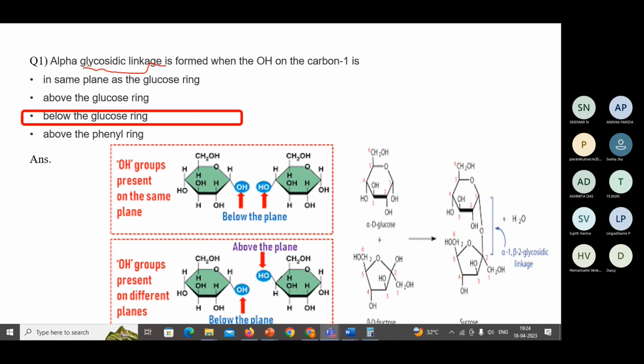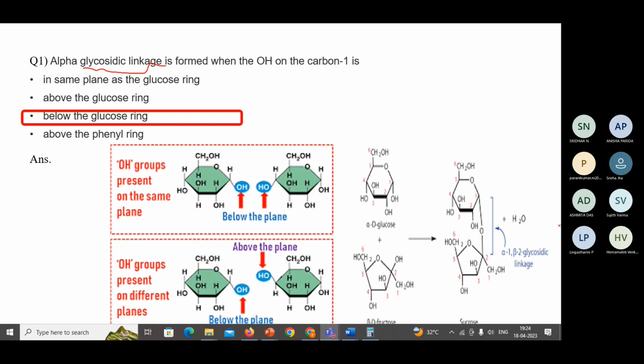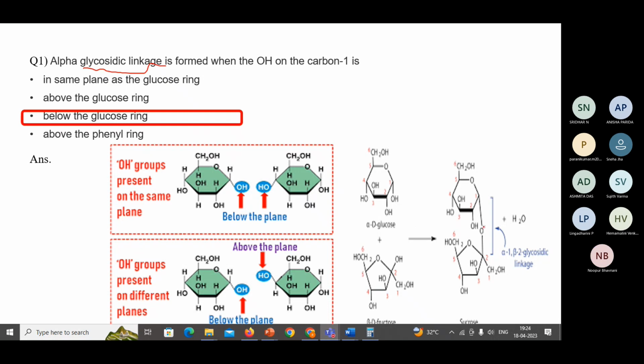So the glycosidic, that is basically, when two monosaccharides are joined together through a linkage, that linkage is known as the glycosidic linkage. This glycosidic linkage basically occurs due to the condensation reaction between the alcohols of the neighboring monosaccharides, and through the condensation reaction water is removed, and this linkage is formed. So there are basically two types of linkage. One is the alpha, another is the beta.